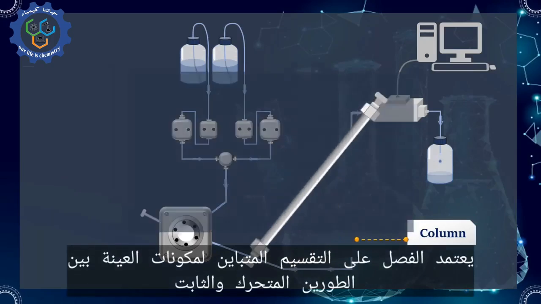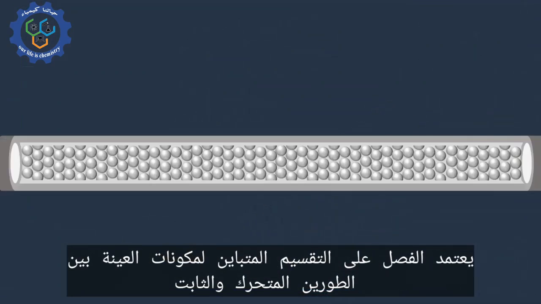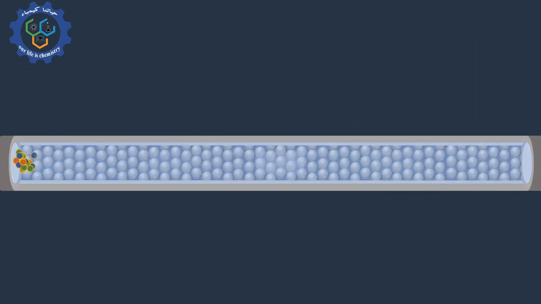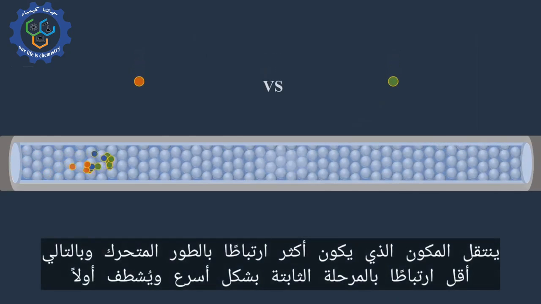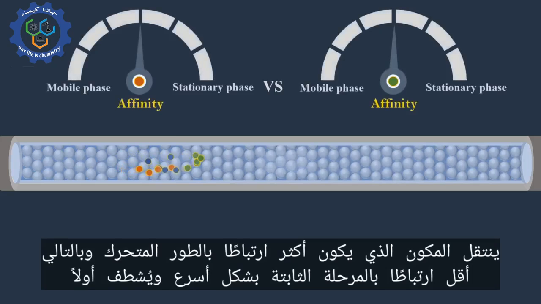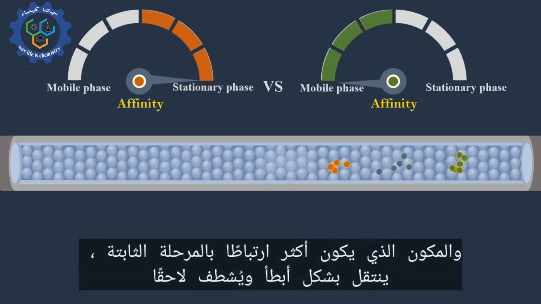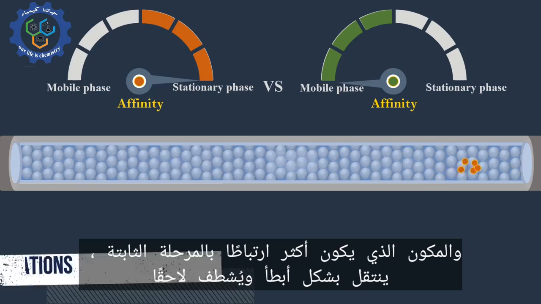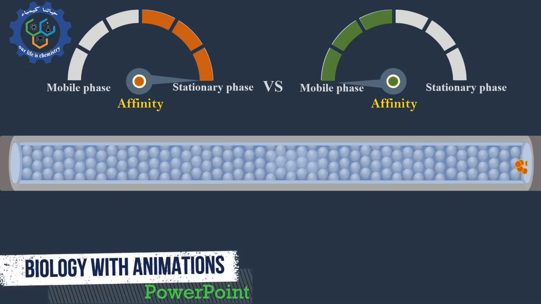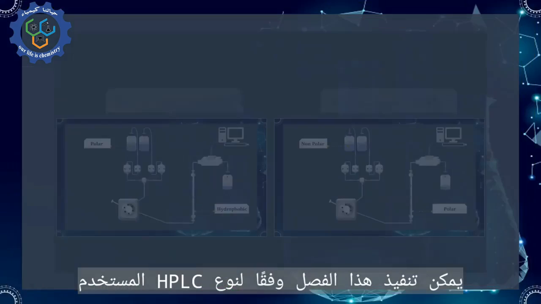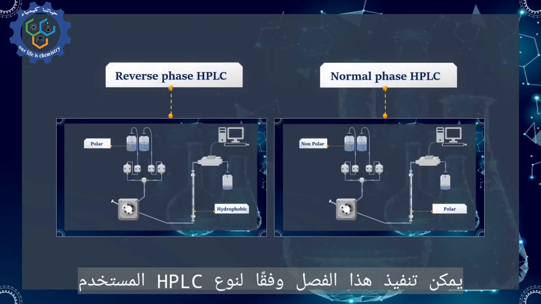The separation is based on differential partitioning of the sample components between the mobile and stationary phases. The component which has more affinity to the mobile phase, and consequently less affinity to the stationary phase, travels faster and elutes out first. The component which has more affinity to the stationary phase, and consequently more interaction, travels slower and elutes later. This separation can be carried out according to which type of HPLC is used.